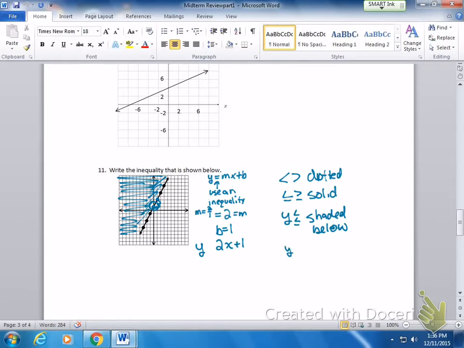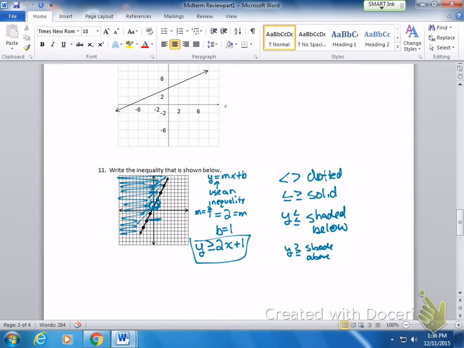If y is greater than or equal to, you're going to shade above. Now if I look over here, down here it's not shaded when x is like negative 3, but up here when x is 6, it is shaded. So it's shaded above, and it's solid, so y is greater than or equal to 2x plus 1.